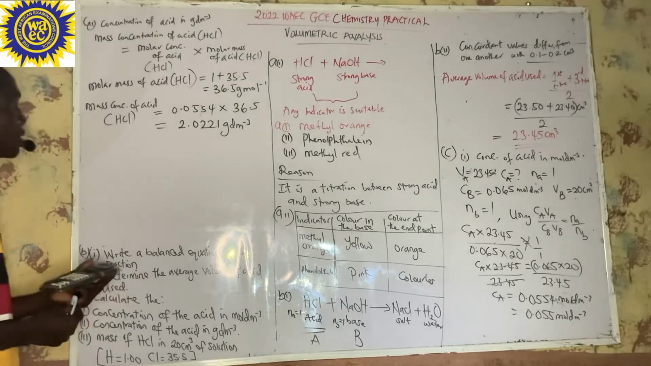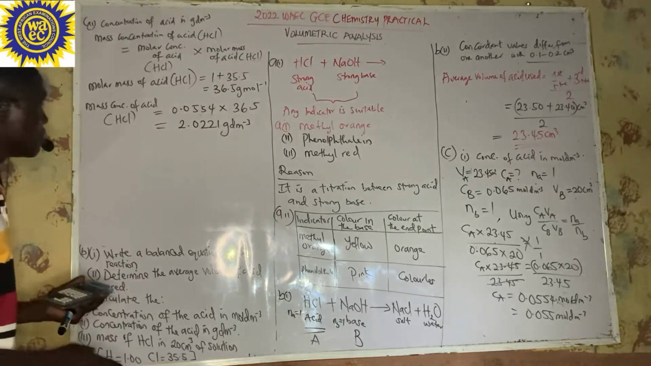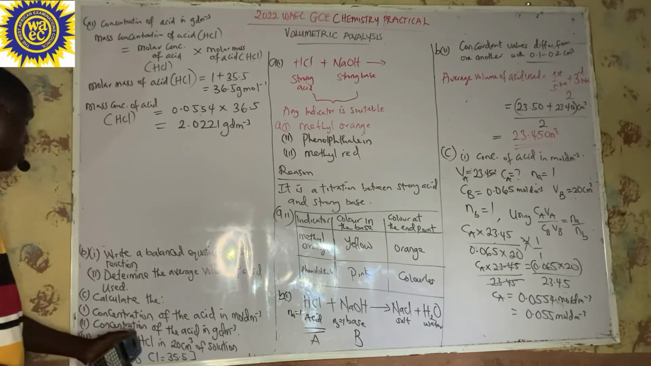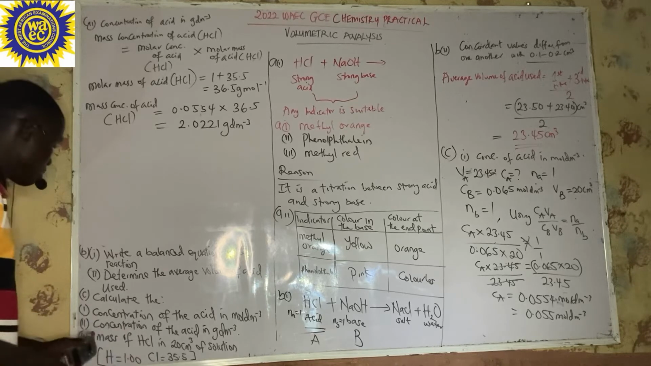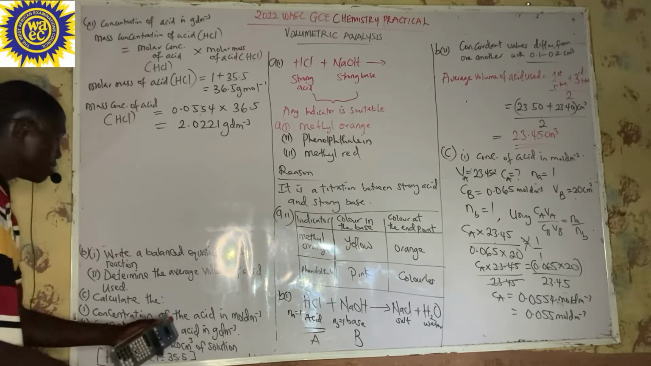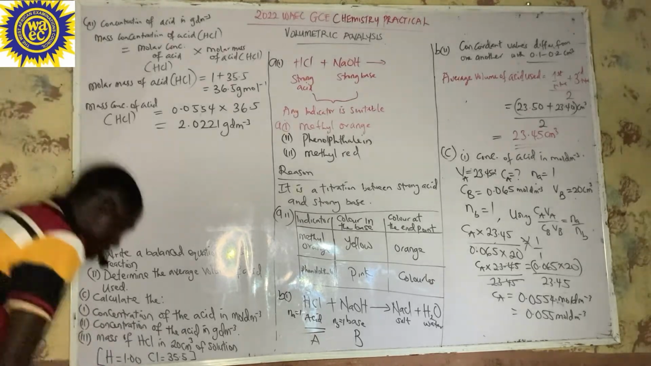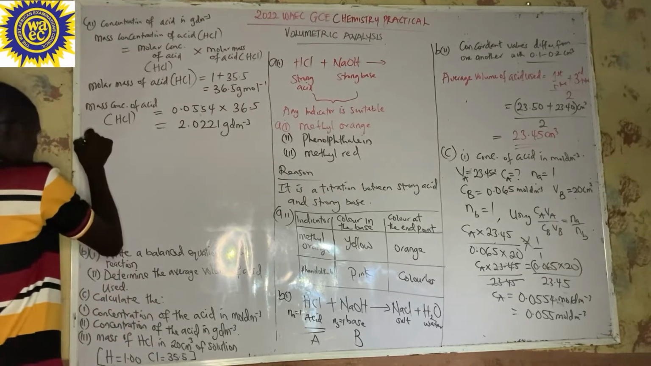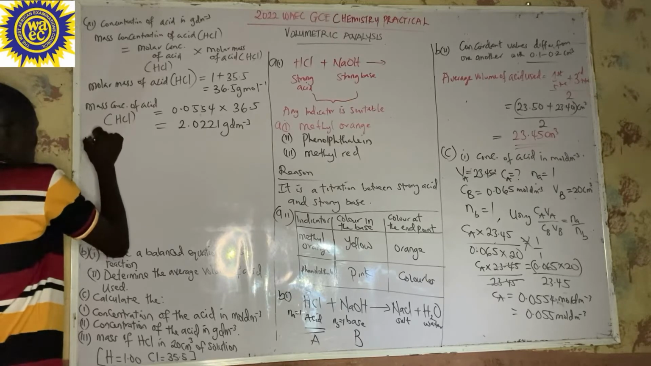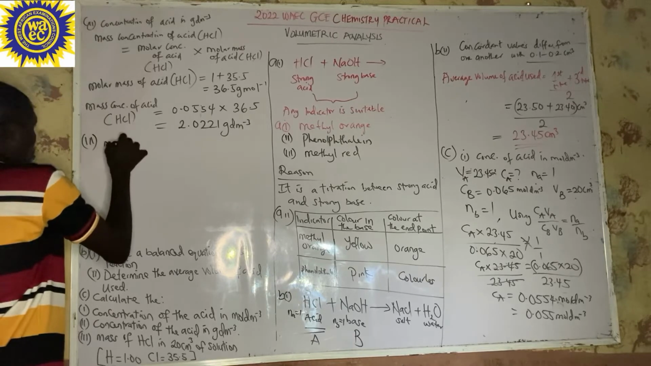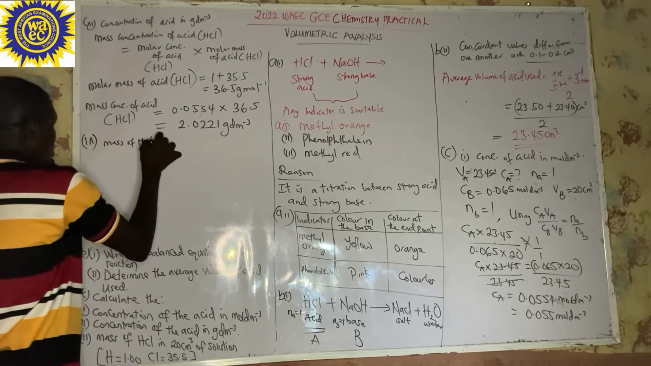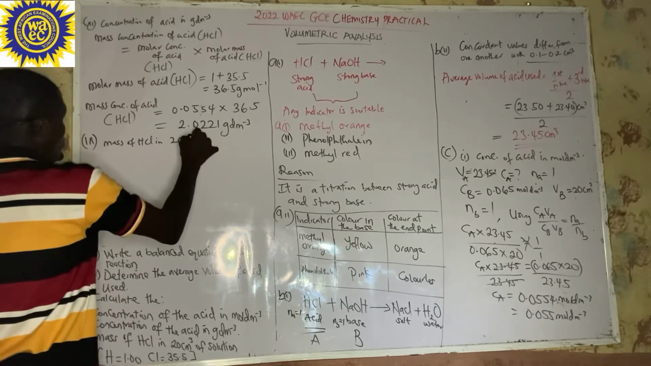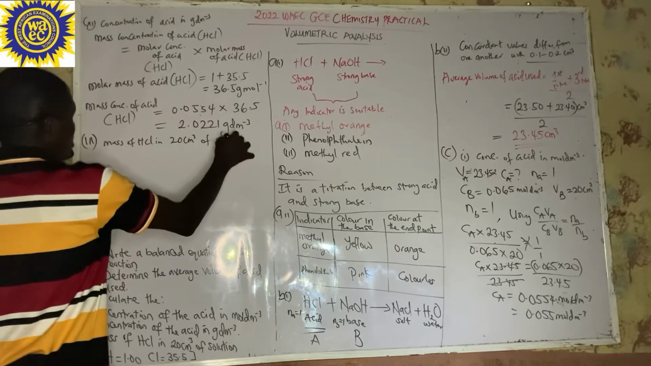So with that we can quickly use this one to calculate the last one. The last question says: the mass of HCl in 20 centimeter cube of solution. Mass of HCl in 20 centimeter cube of solution. Now, this is very simple.